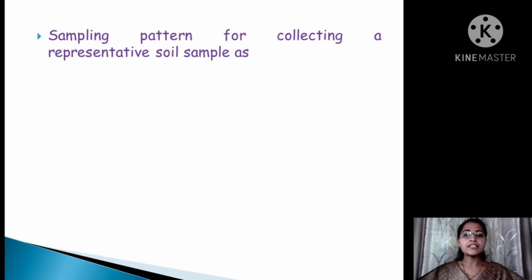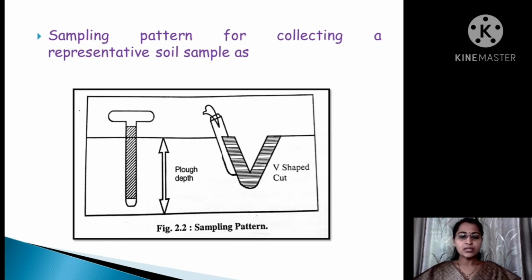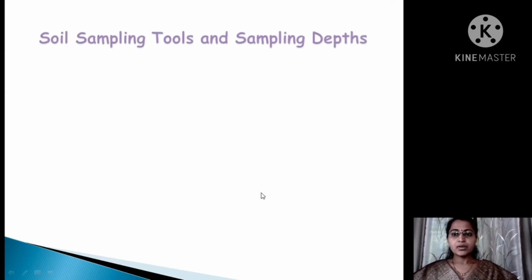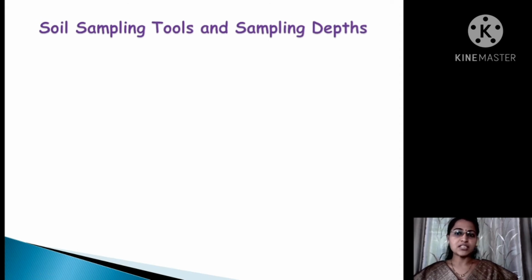Sampling pattern for collecting a representative soil sample, as by using the sampling pattern. Suppose for that the ploughing depth is given. Up to that depth we have to make a V-shaped cut in the soil and remove whatever the material present in this. Firstly, debris, other trees material, crop material, we have to remove it, and then we collect the lower portion of that soil.